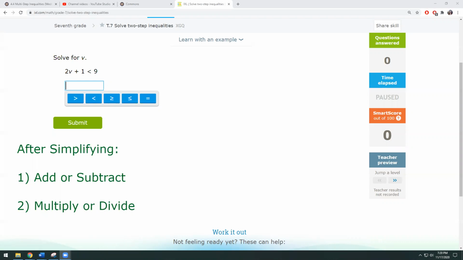So if you think back to chapter 3, when we were working with multi-step equations, we know that we had to simplify both sides. Then we worked with our addition, subtraction, and then our multiplication, division on the variable side. The only thing that's a little bit different with inequalities is the thing that we learned in 4.3, and that's when we are multiplying or dividing by a negative number, it flips the sign. So that is the only difference between inequalities and equations.